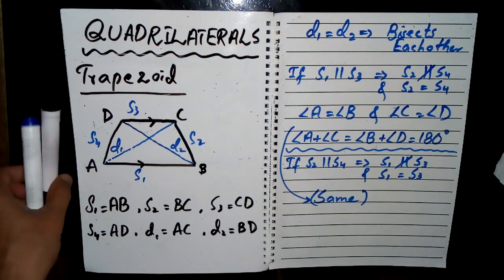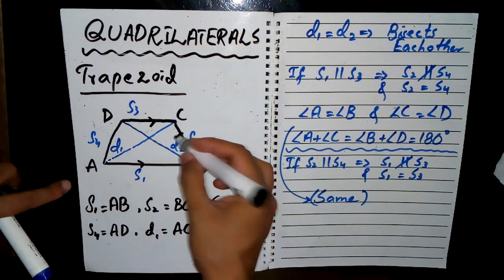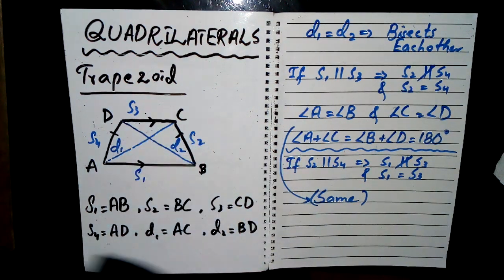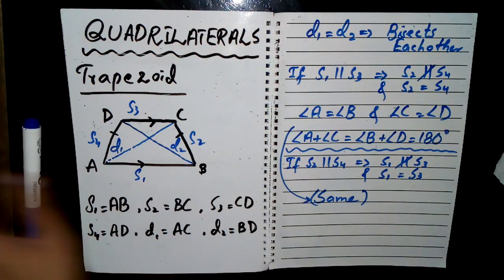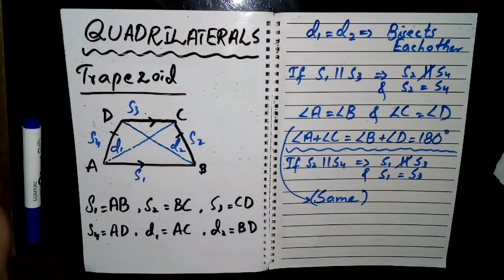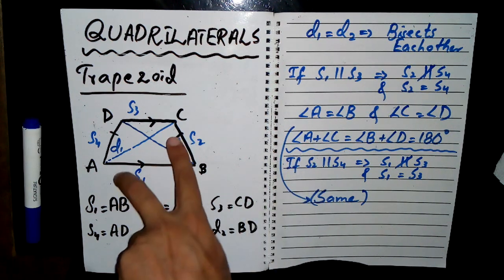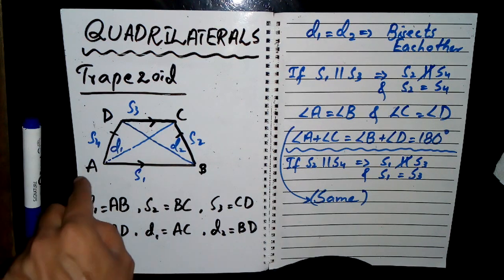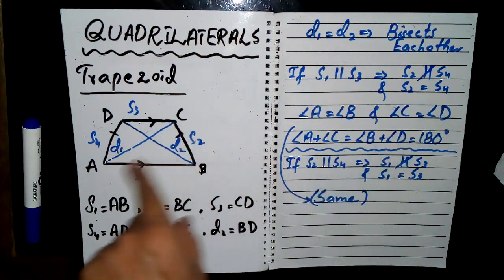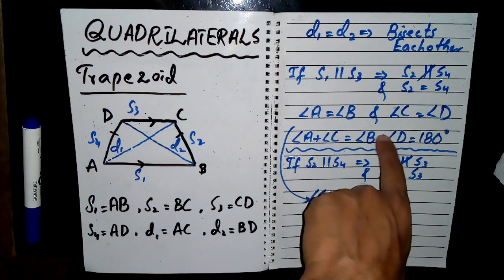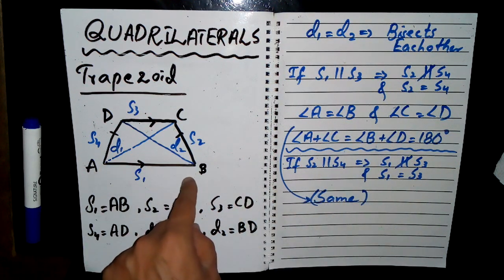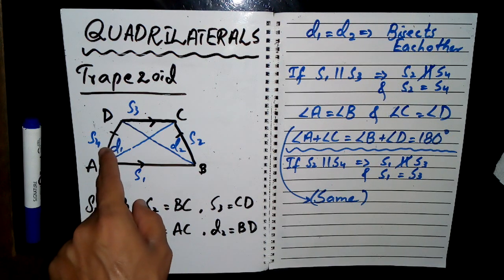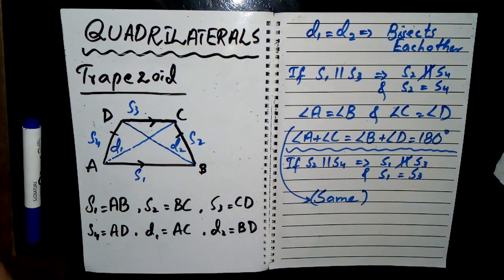So this side and this side must be equal, and the sum of opposite angles is always 180 degrees because these two lines are parallel, and because these sides are equal, therefore their angles must be equal. That is, angle A and angle B are equal, angle C and angle D are equal. The diagonals are equal as well. So this is the special kind of quadrilateral, trapezoid.